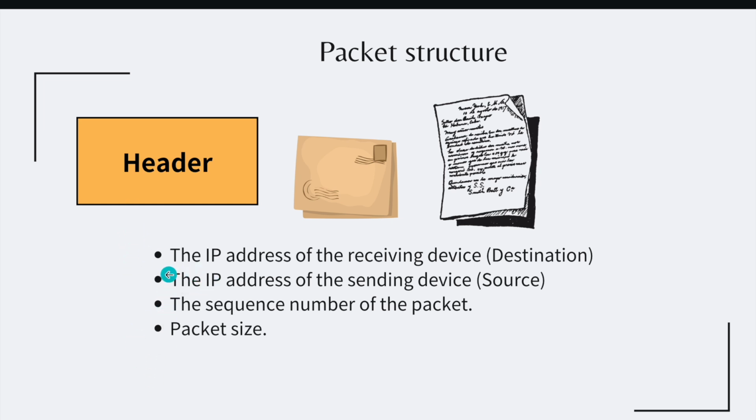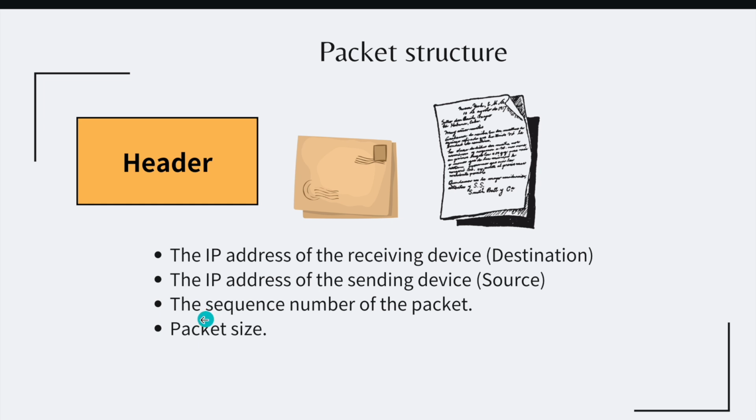The first is the IP address of the receiving device, or you can call it the destination. Just like sending an email, you need to write the email address of the receiver. The second is the IP address of the sending device, or you can call it the source. Just like writing an email, you need to introduce who you are.